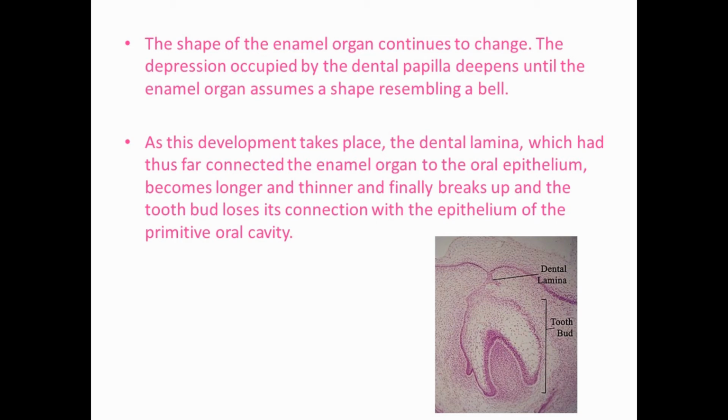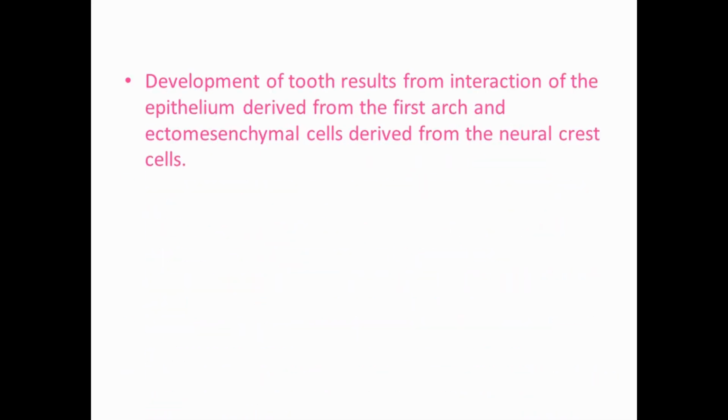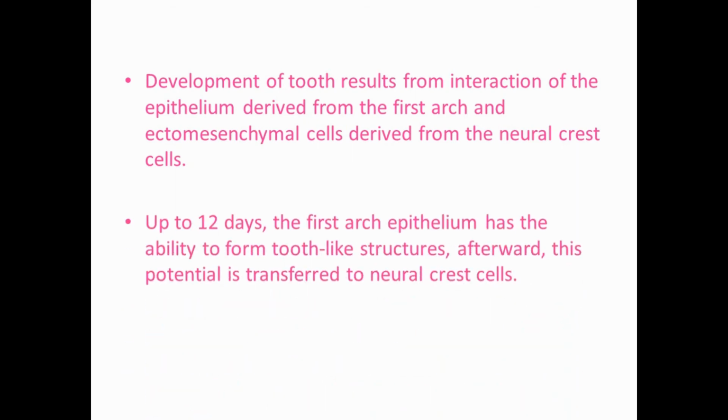These both are connected by this dental lamina, which later on breaks and separates both the tissues. Development of tooth results from interaction of the epithelium derived from the first arch and the ectomesenchymal cells derived from the neural crest. Up to 12 days, the first arch epithelium has the ability to form tooth-like structures. Afterward, the potential is transferred to neural crest cells.